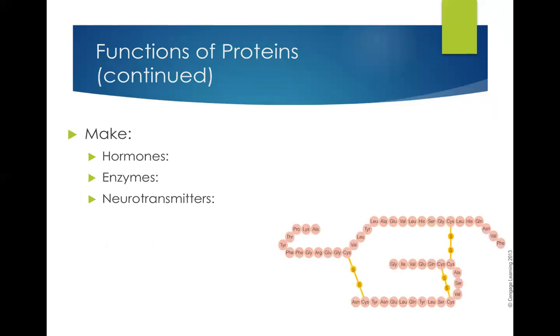Proteins can make very many, very vital and important systems or helpers to our body. They make hormones, chemical messengers, enzymes, which can speed up reactions, and neurotransmitters such as dopamine, serotonin, which are used in our brain. The example here is a hormone called insulin, which is vital to blood glucose control.